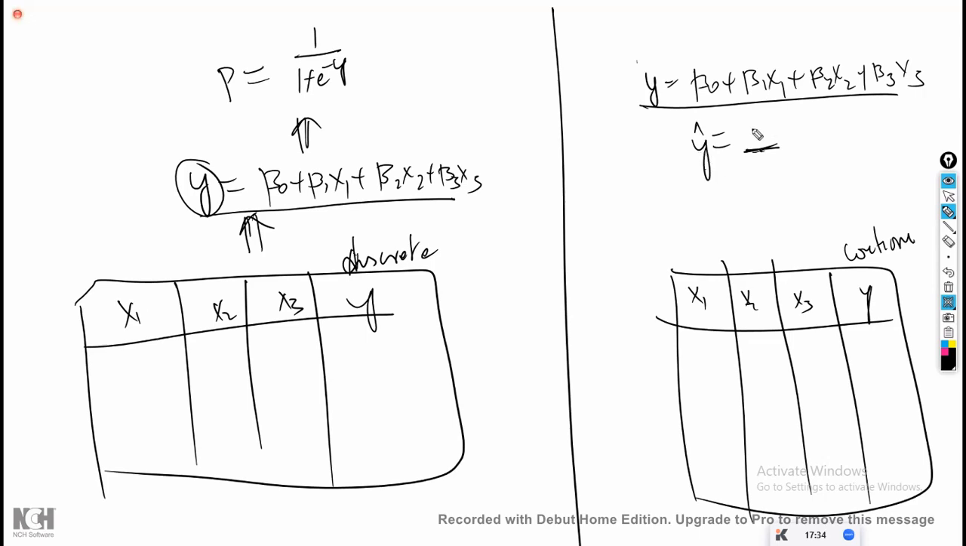Whatever the predicted value and the original value, you calculate y minus y hat in the regression algorithms. But here, whatever the y value you have calculated, after this you have to convert it to probability. The probability is equal to 1 divided by 1 plus e to the power of minus y, which is also written as e power y divided by 1 plus e power y. Both are the same.